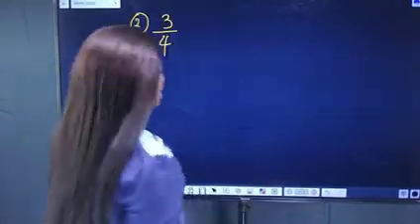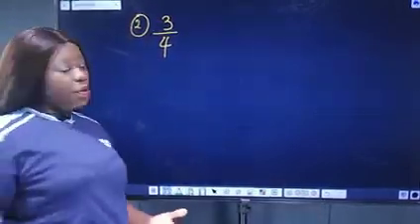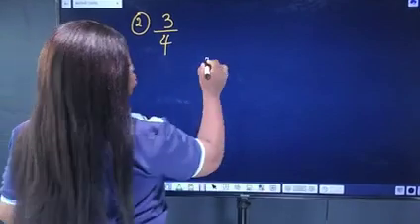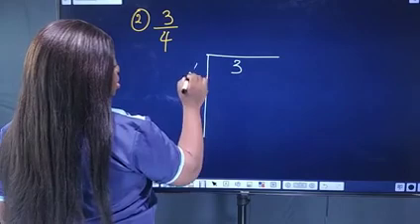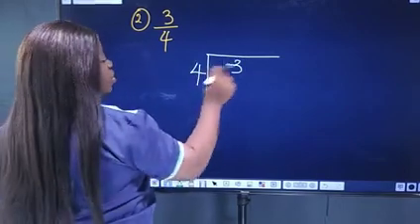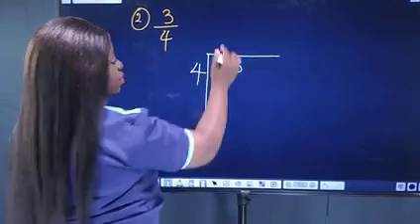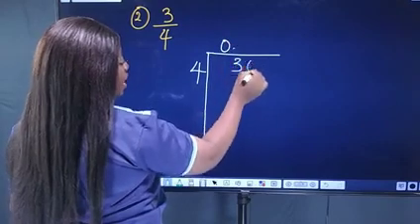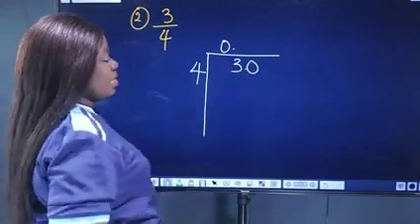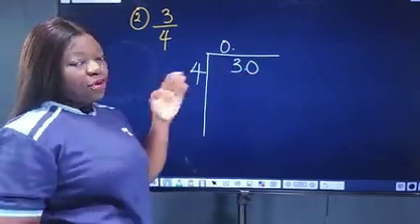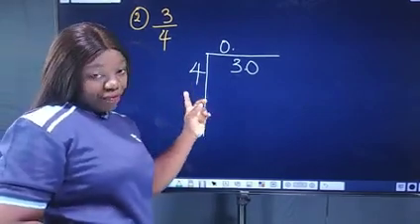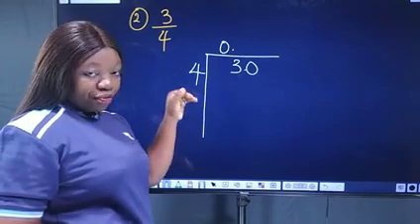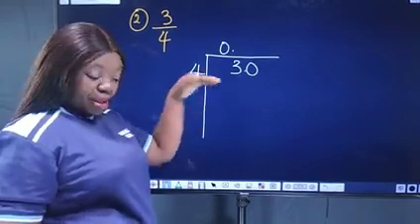Now the second example, 3 divided by 4. Also draw out your long division sign, numerator in it, denominator on the left hand side. Now 3 divided by 4 is impossible. Write 0 point, then add 0 to 3. That's 30. Now 30 divided by 4. Let's skip count by 4 because we are dividing by 4.